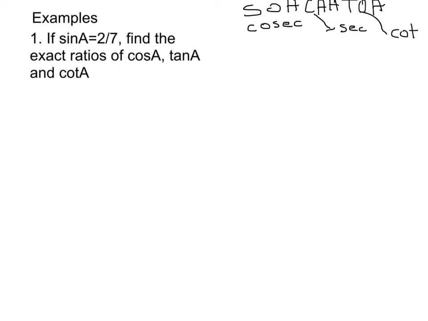Now to remember this, look at the third letter of each of these. So 1, 2, 3, third letter S. 1, 2, 3, third letter C for cos. And the third letter here, 1, 2, 3, T for tan. Okay? So these are the inverse ratios of sine, cos, and tan.